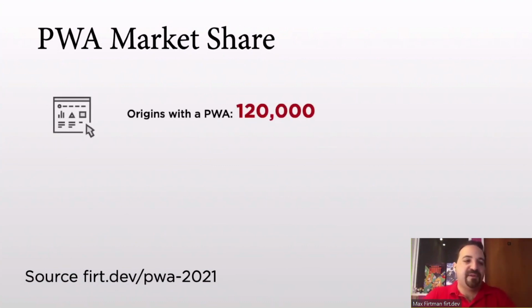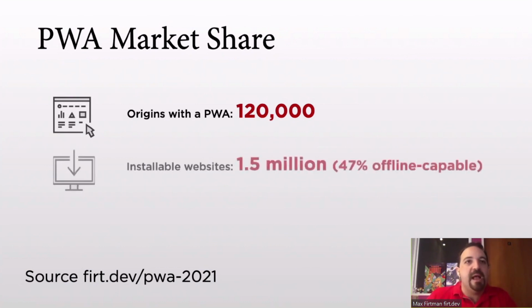So let's start by talking about origins with a PWA inside. That is domains, origins, that have at least one PWA. Okay, it's not exactly the same as PWAs because, as I mentioned before, you can have infinite numbers of PWAs in one origin. But let's say that 120,000 origins contain a PWA today. That means that we also have around 1.5 million installable websites. So, websites that are currently installable.